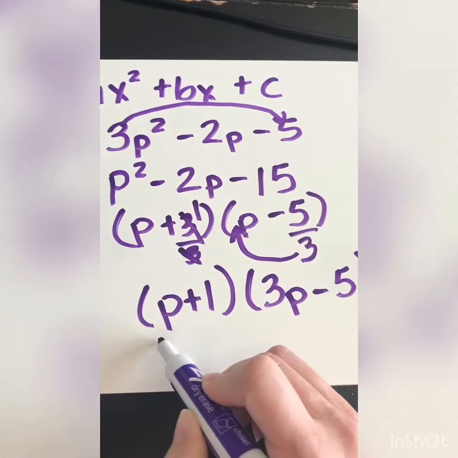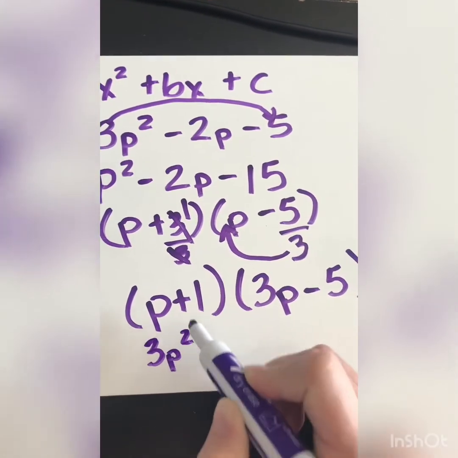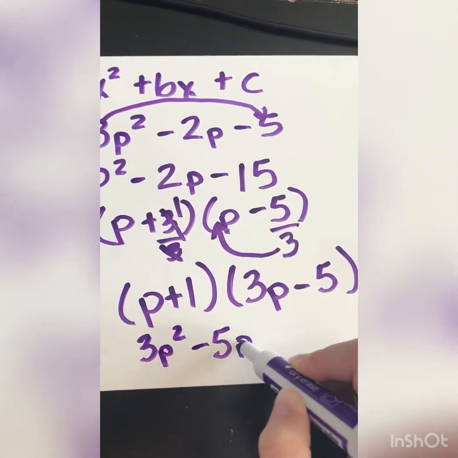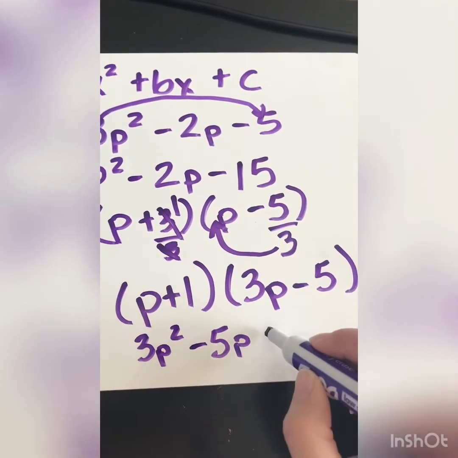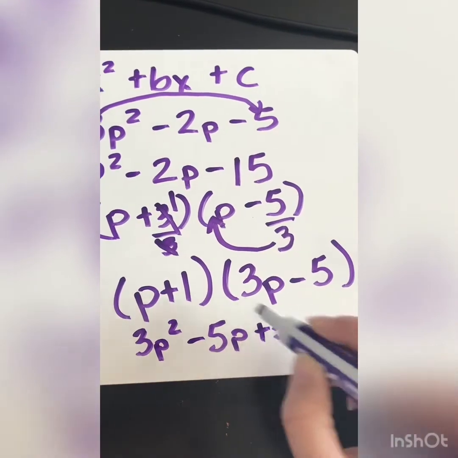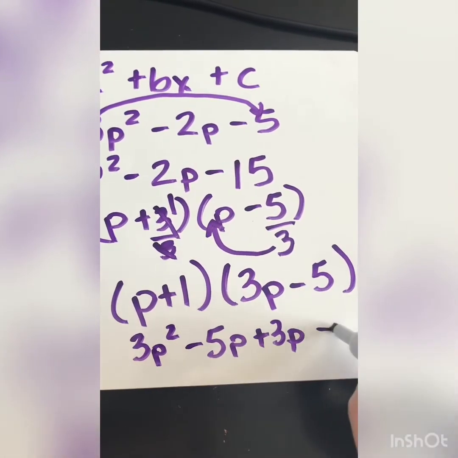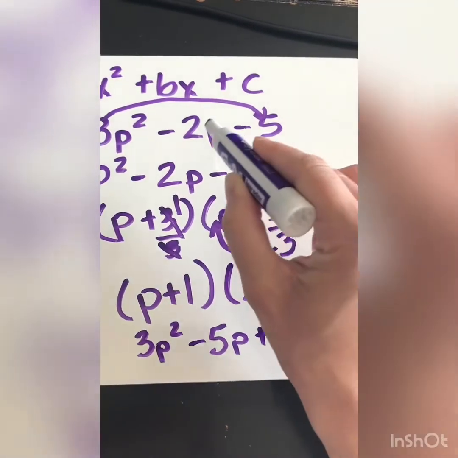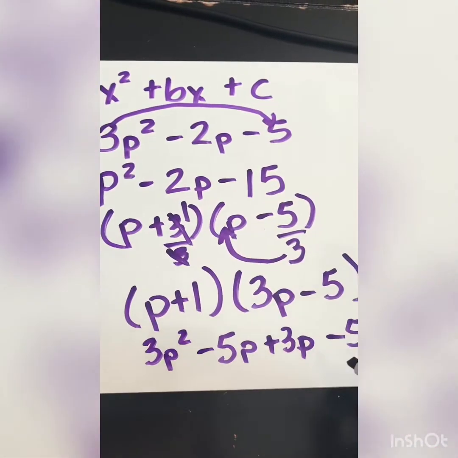P times 3p is 3p squared. P times negative 5 is minus 5p. A 1 times 3p is plus 3p. And a 1 times negative 5 is negative 5. And we can see that negative 5p plus 3p will give me negative 2p, and so that's correct. All right, I'm going to do another example here.